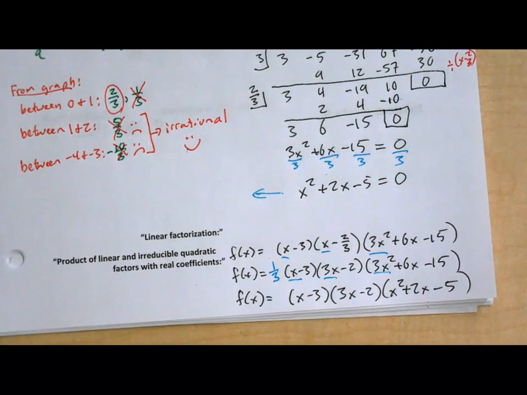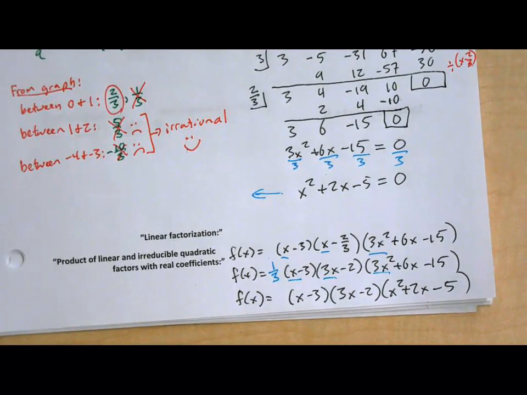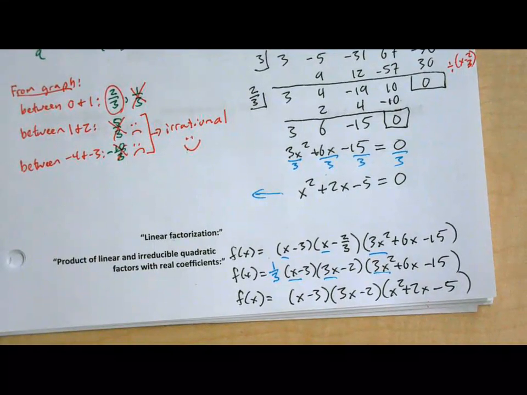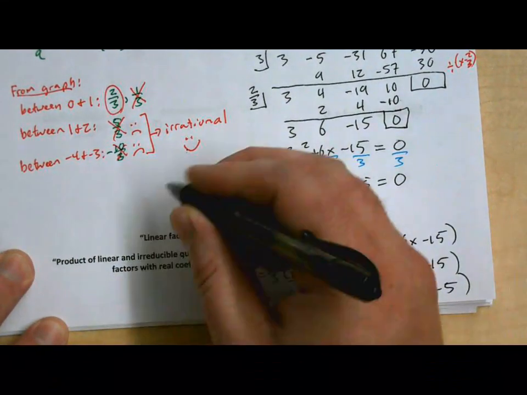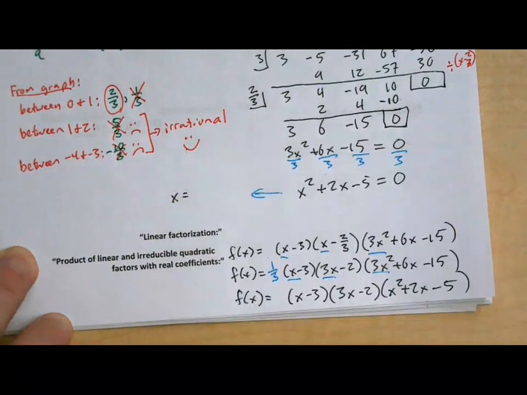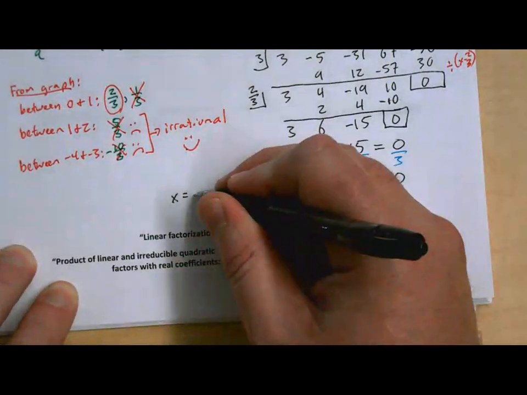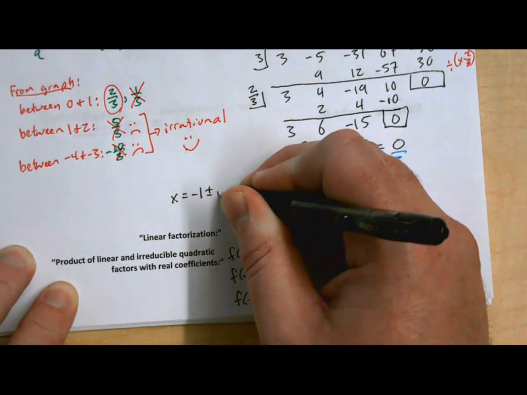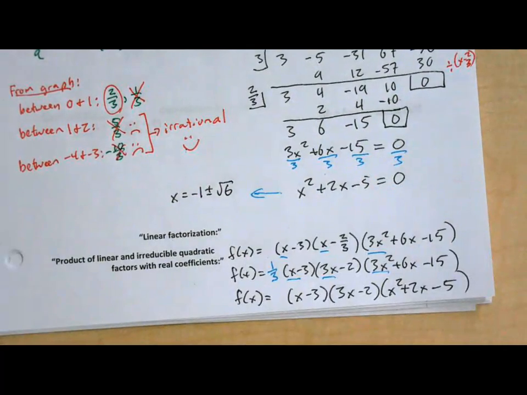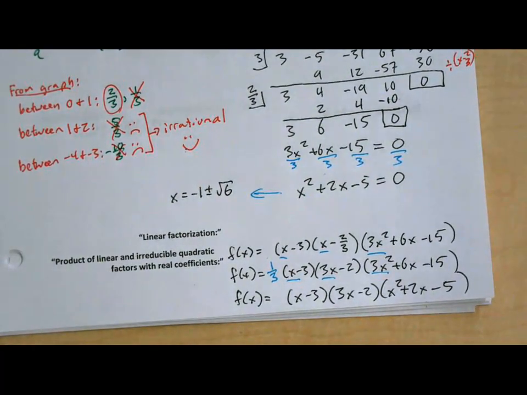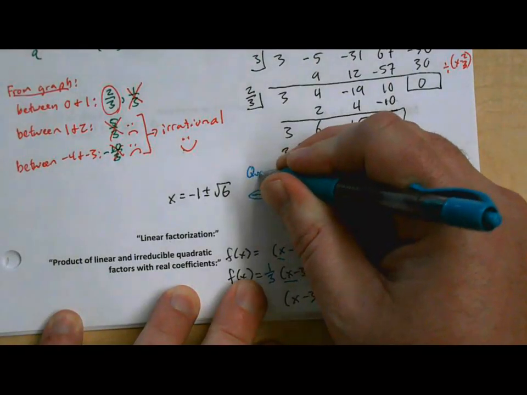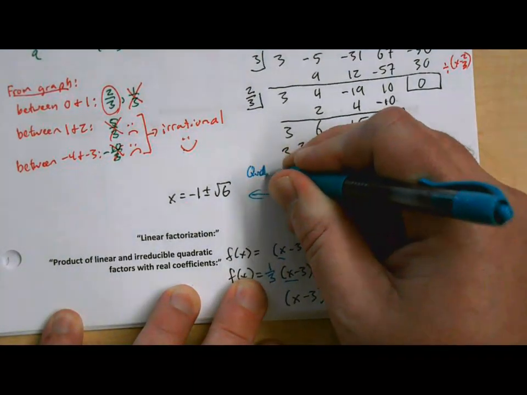So spoiler alert, sorry about this. If you do the quadratic formula correctly and you reduce it correctly, you're going to end up with, what is it, -1 plus or minus root 6. Make yourself a note that that came from the quadratic formula.